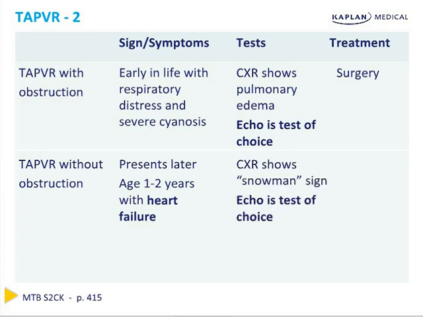The test in both situations is an echo. You'll still get a chest x-ray. You might hear the term snowman sign, but I really don't think the chest x-ray is going to be of highest yield for you on this test. On your Step 2, you need to know that echo is how you're going to diagnose total anomalous pulmonary venous return. And then treatment is the same for both. You've got to correct it. You've got to put the pulmonary veins where they're supposed to be, and that can only be done with surgery.